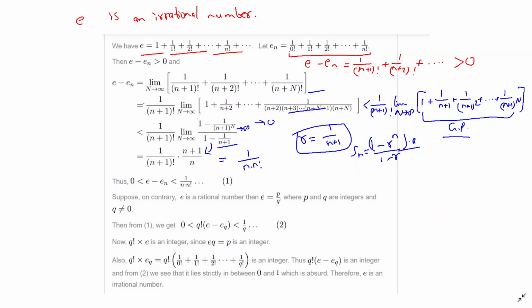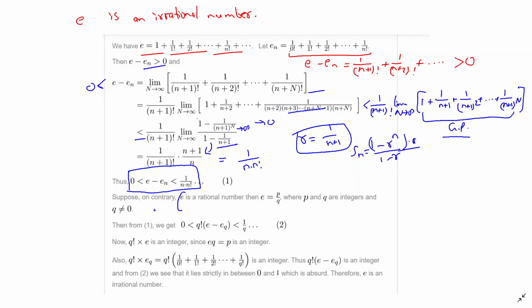Now see here, e minus En is always greater than 0, right? And this is, in fact, strictly less than 1 upon n into n factorial. So this is a very important inequality. The actual proof starts from here, but this inequality is very important in this proof.